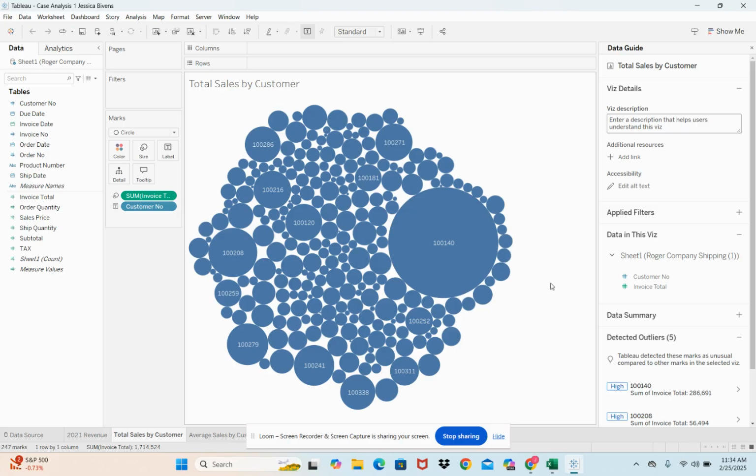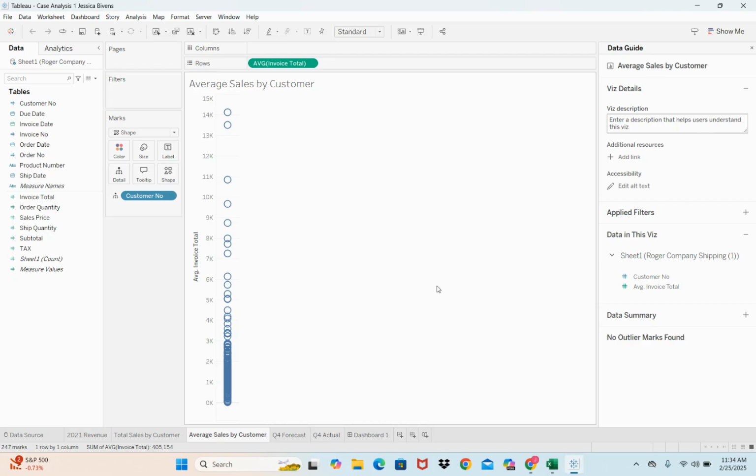Looking deeper into customer sales, I created another worksheet here with average sales by customer. So this helps determine which customers contributed the most revenue and which ones had the highest average invoice totals. And we can see up here at the 14,000 mark that customer number 100208 had the highest average invoice amounts.